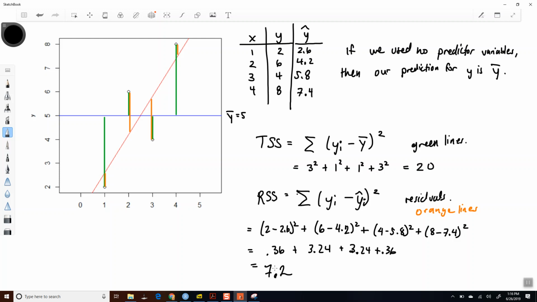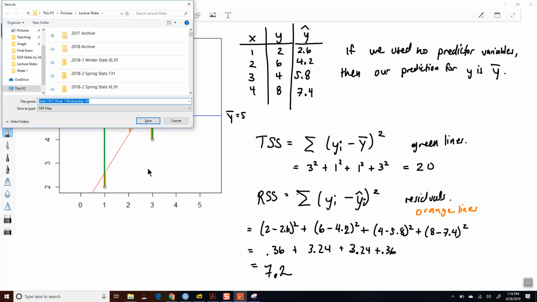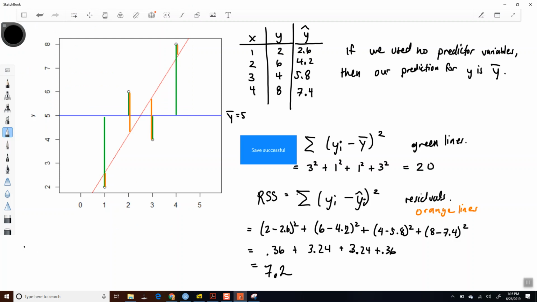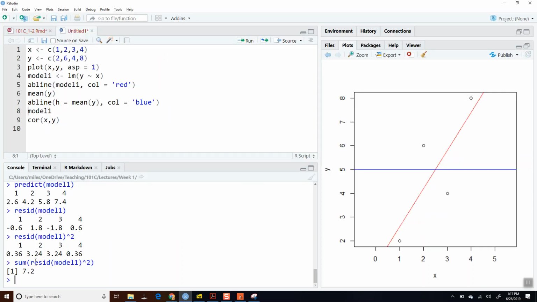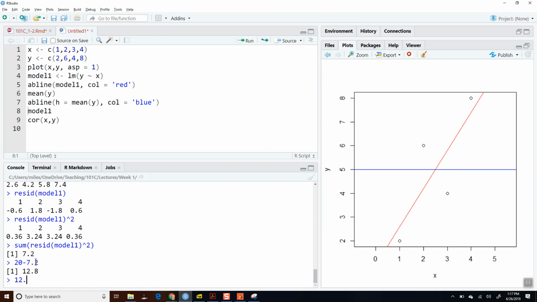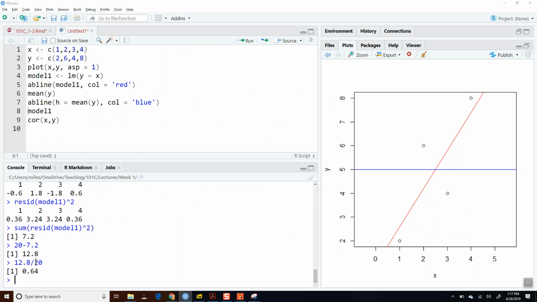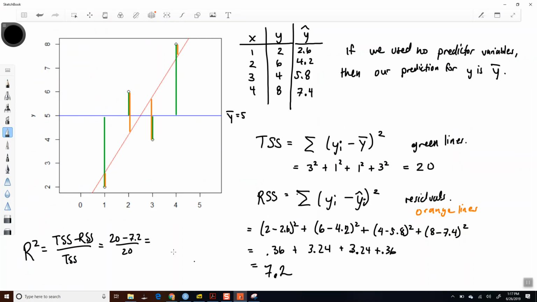Kind of the difference between the actual and kind of what I can predict. And so my R squared value, which is TSS minus RSS over TSS, 20 minus 7.2 divided by 20, what is that? Should be 0.64. 12.8 divided by 20 is 0.64. Okay.